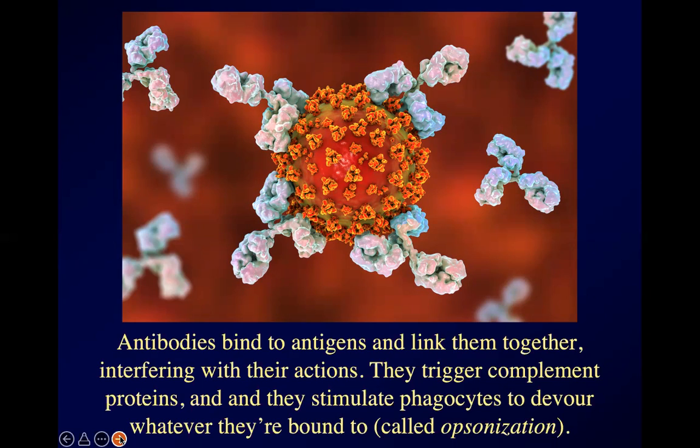And the antibodies are the things that are surrounding it, attaching to its spike proteins, blocking them from working. And you're not seeing it in this picture, but they might cause virus particles to clump together, which tends to slow them down. Antibodies trigger the complement system that we talked about, which can blow a hole in pathogens. And antibodies also stimulate white blood cells, leukocytes, to devour whatever they're attached to.